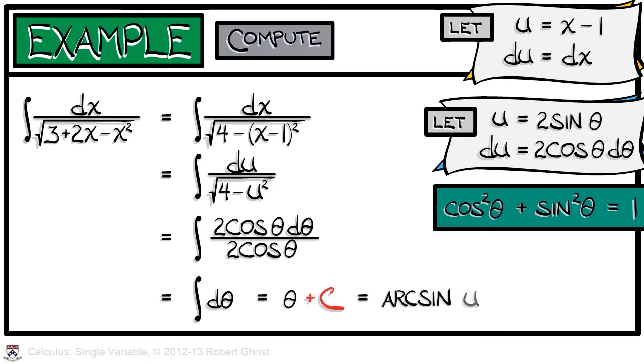What is that in terms of u? That's just arcsine of u. What is that in terms of x? That is arcsine of quantity x minus 1. That is a very simple integral that doesn't look anything at all like that integrand.